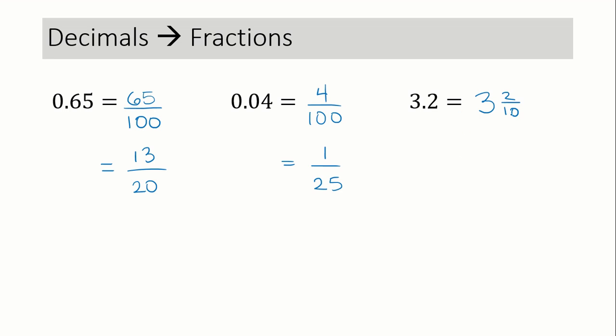Before we move on, are we in lowest terms? Again, we're not, so we're going to take 2/10 and reduce this. They can both be divided by 2, and so we end up with 3 and 1 over 5.